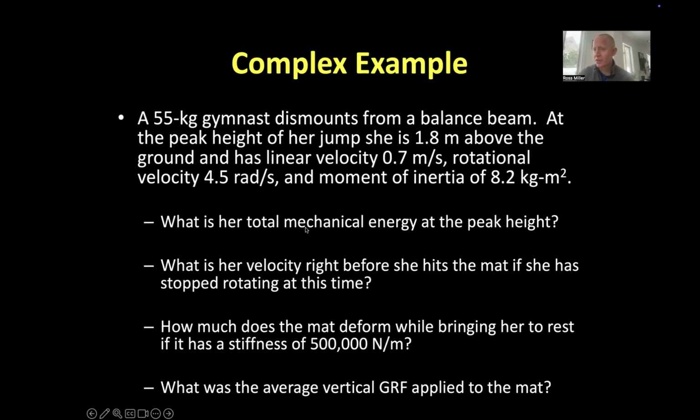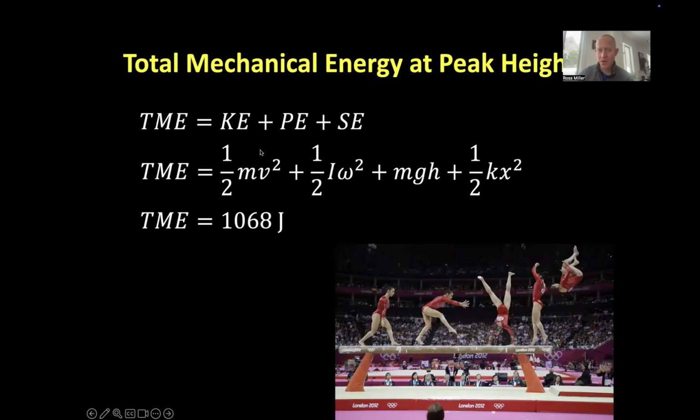What's her total mechanical energy at the peak height of the jump? It'd be the sum of her kinetic energy due to linear velocity, her kinetic energy due to angular velocity, and her potential energy due to height above the ground. There'd be no strain energy here because she's airborne, no particular deformations happening here when it's just gravity acting on your center of mass.